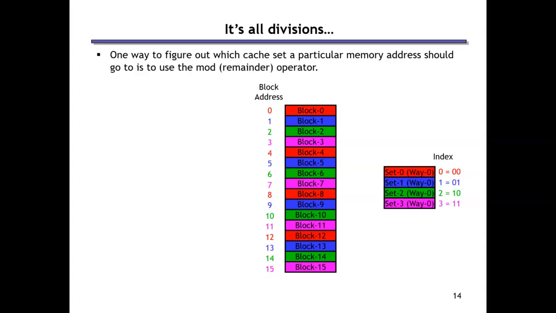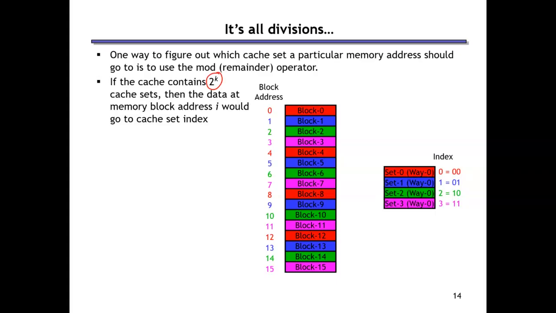One way to figure out which set a particular memory address should go to is to use the mod operator. There are 2 methods, and I will explain this with 2 methods. Now, if the cache contains 2^k cache sets, in this case there are 2^2 cache sets. So what is 2^k here? 2^2 is actually 4. This is I mod 2^k.